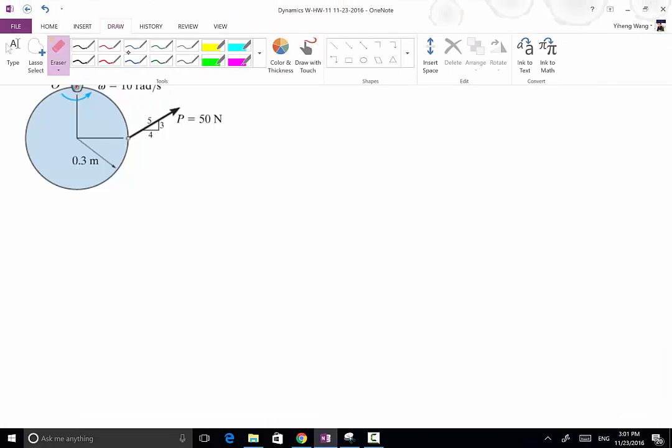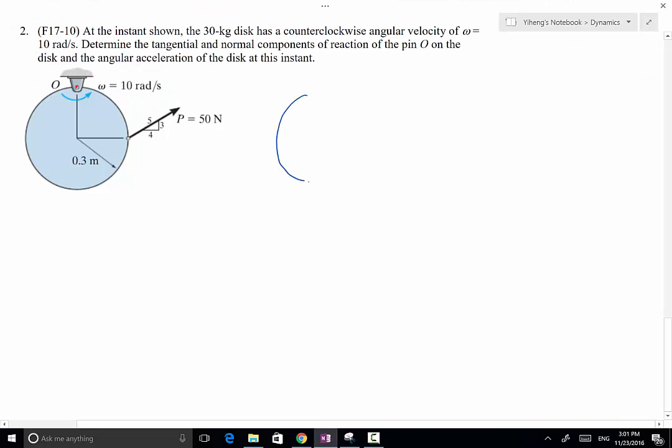So if we draw the free body diagram, the force 50 Newton can be resolved into a horizontal component of 40 Newton and a vertical component of 30 Newton. And then here we have the support reactions from point O. The direction will be along the normal and tangential direction. So the tangential direction, so actually let's draw the kinetic diagram first.